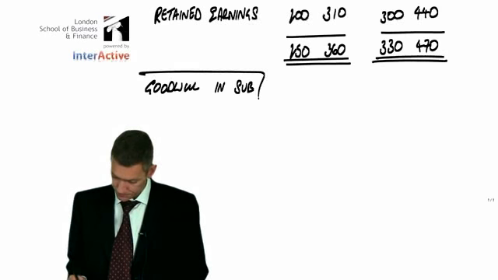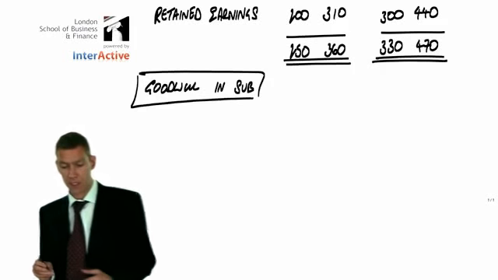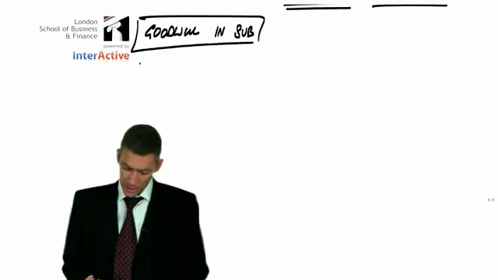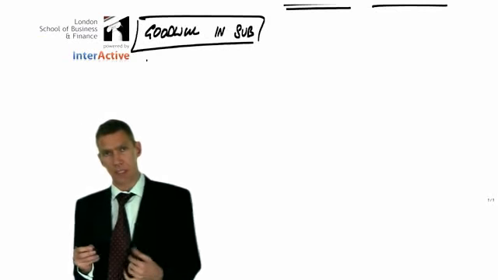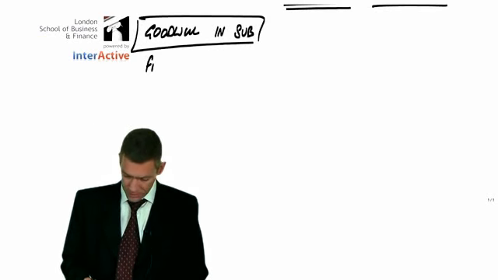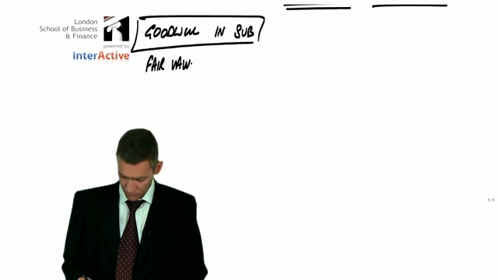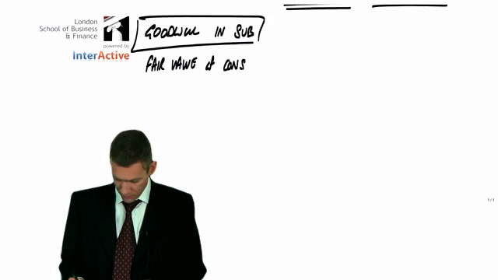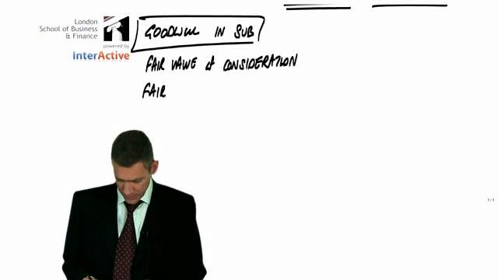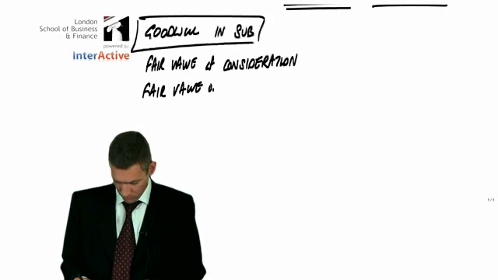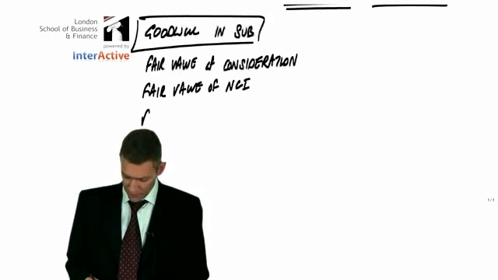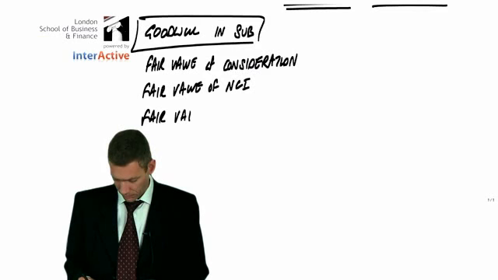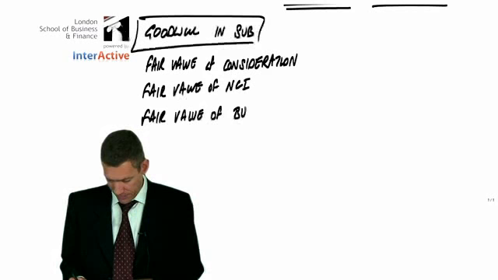So goodwill in the sub first, and then separately the goodwill in the associate. The IFRS says we should compare the fair value of the whole business to the fair value of the net assets to give us the goodwill. So it says take the fair value of consideration plus the fair value of the NCI, the non-controlling interest, and that gives you the fair value of the entire business.